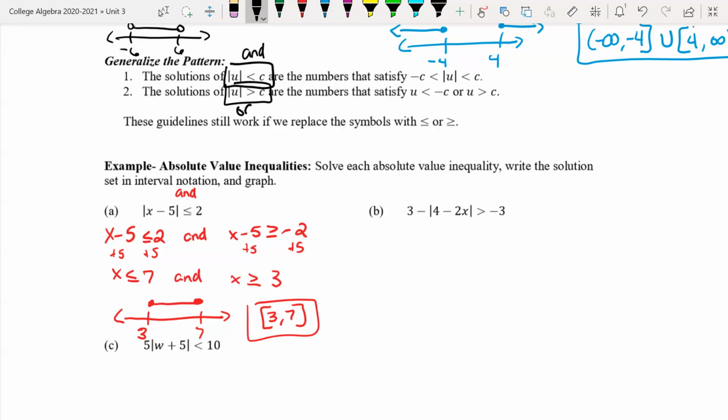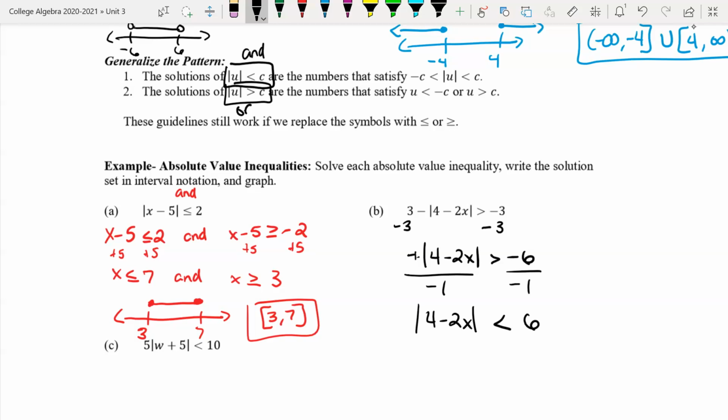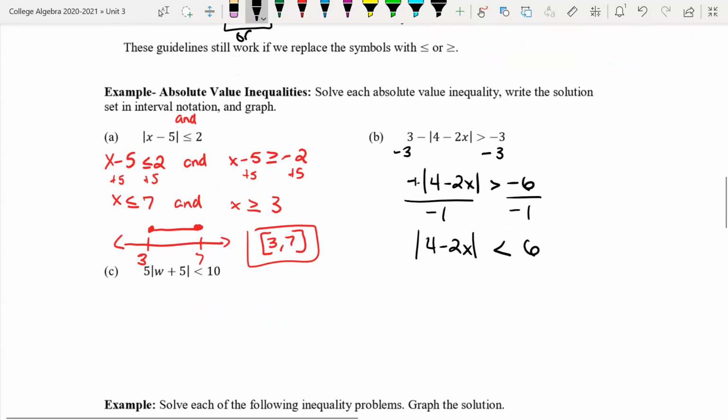Next one, a little bit harder because you have to subtract 3, but then I have this. And people kind of forget that that negative out there means -1, and that's what I'm multiplying by. So to get rid of it, I'm going to divide by -1. It's going to flip your inequality sign and change it to a +6. Remember when you multiply or divide by a negative, it flips it. All right. And then from there, what you have to do is decide whether it's an and or an or statement. Well, this one's going to be an and statement again.